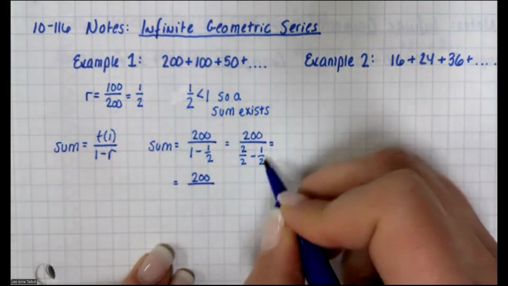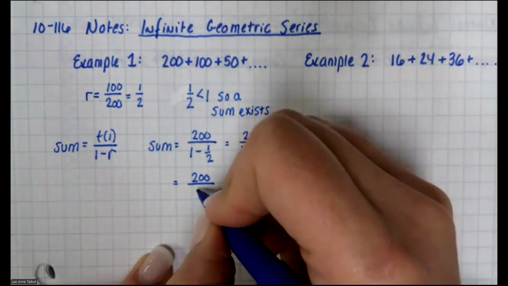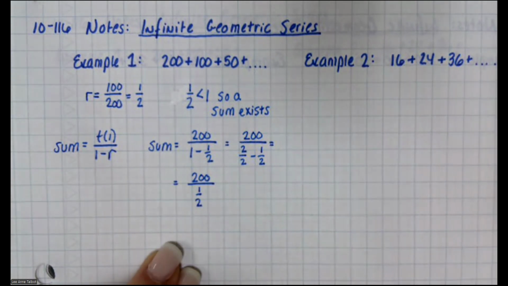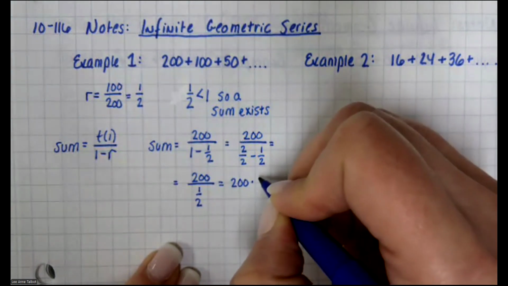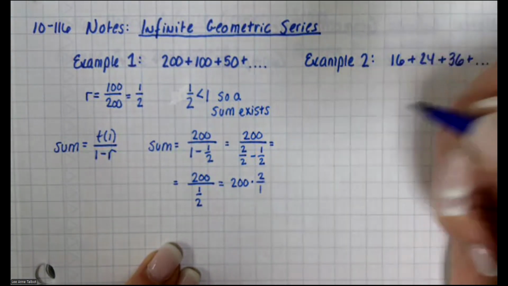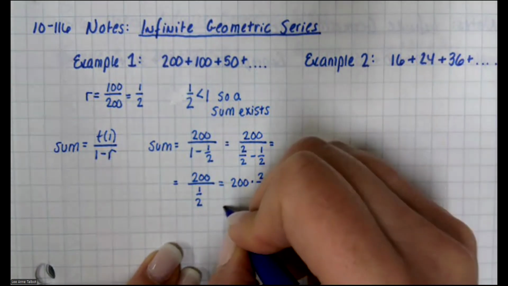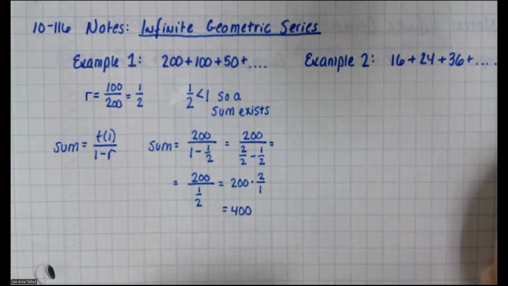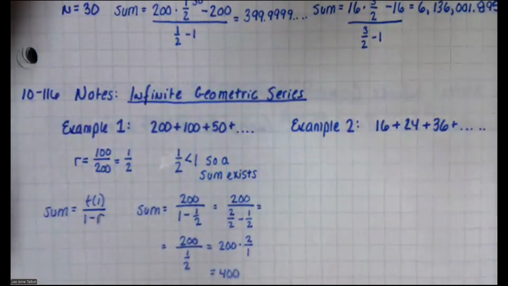Okay, now what would the bottom be? What's 2/2 minus 1/2? 1/2. Okay, which I'm going to keep, change, flip. Okay, now this should not be shocking to you because we got 400 up here.